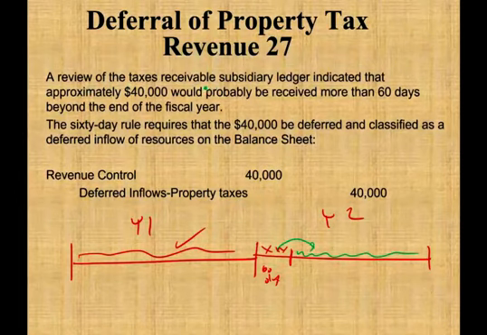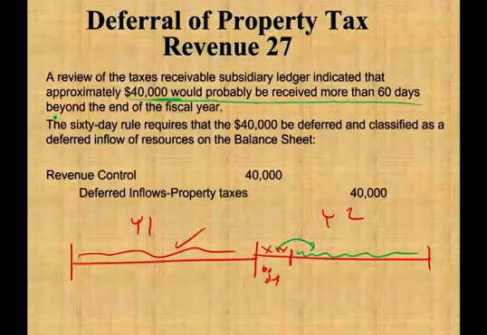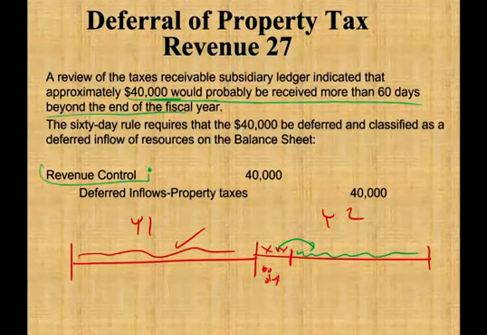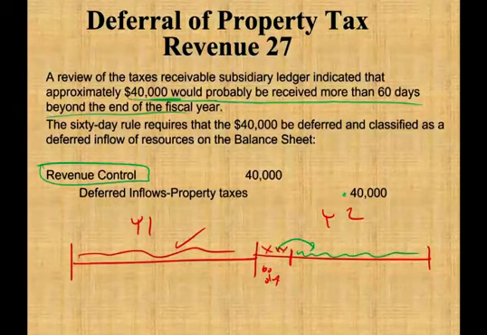So a review of the taxes receivable subsidiary ledger indicates that approximately 40,000 would probably be received more than 60 days beyond the year end. Remember, when we started this year, that amount was 20,000 from the prior year. Now we need to estimate this year. Therefore, we have to debit revenue control to remove 40,000 out of our revenue because we don't think we're going to be receiving this amount. Now we establish this deferred inflow of property tax.